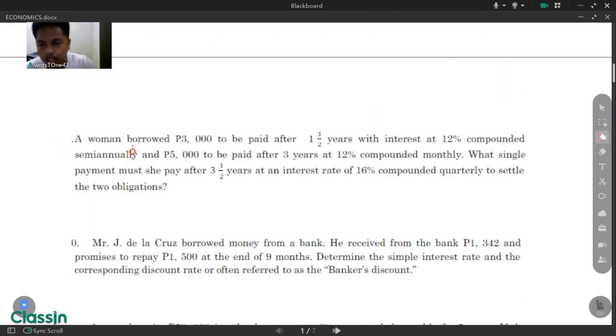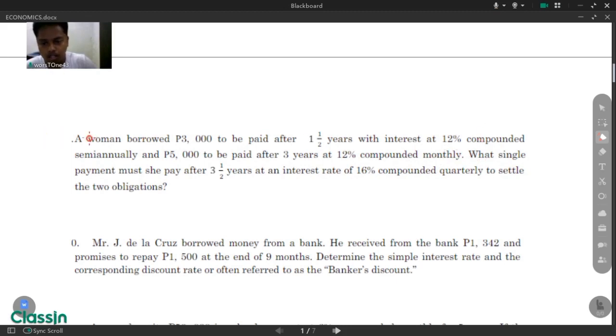A woman borrowed 3,000 pesos to be paid after 1.5 years with interest at 12% compounded semi-annually. The compounding there is 2, and the time is 1.5 years, at 12%. The 3,000 pesos is the present worth. And 5,000 to be paid after 3 years at 12% compounded monthly. It's just the same, so the values just interchange and the mode of compounding also changes.